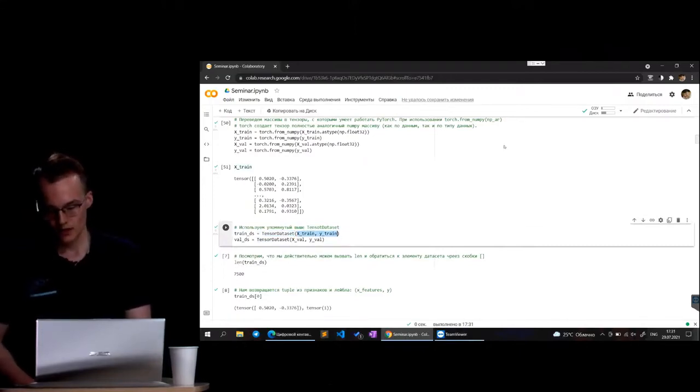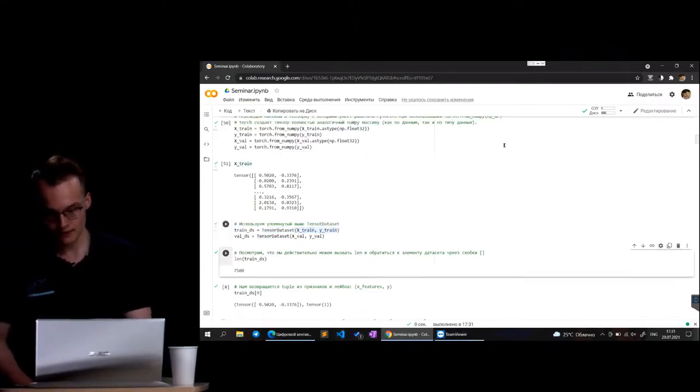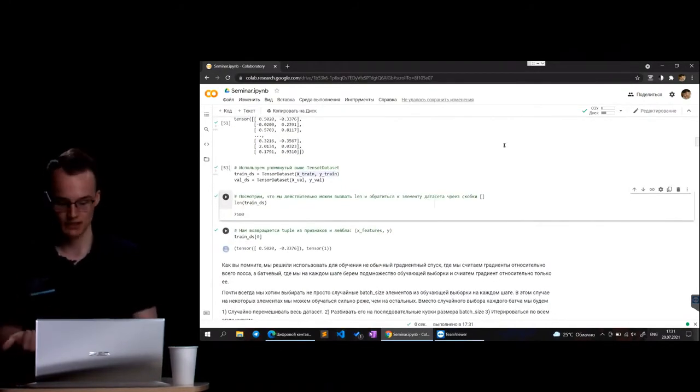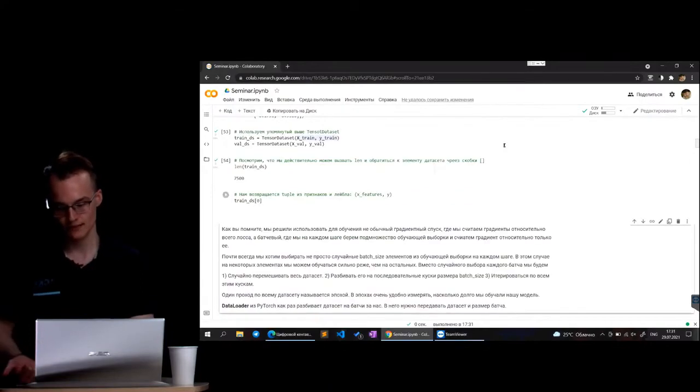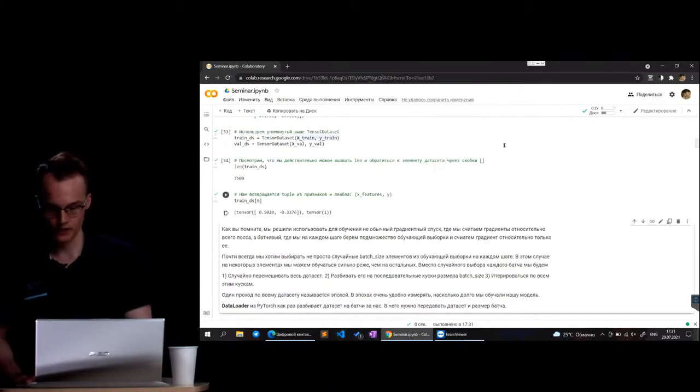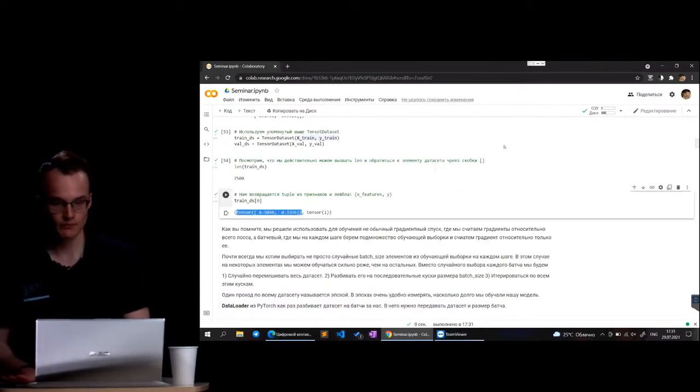We can check the length and we can take a certain element. This element gives us what we want. This is a tuple where the first element is the properties vector and the second element is a number or class. Good. So why do we even want to do it?